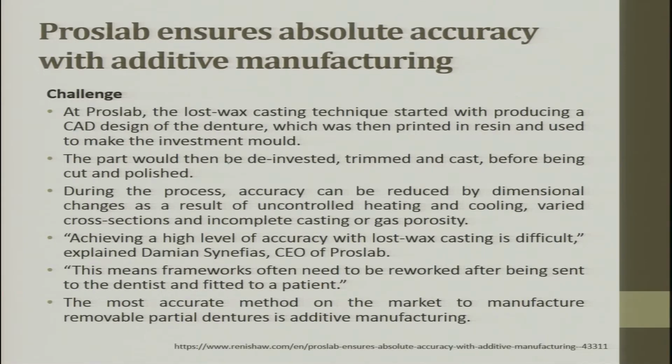The part would then be de-invested, trimmed and cast before being cut and polished. So cutting and polishing are finishing operations. During the process, accuracy can be reduced by dimensional change as a result of uncontrolled heating and cooling. In casting, the biggest challenge is thermal gradient control.